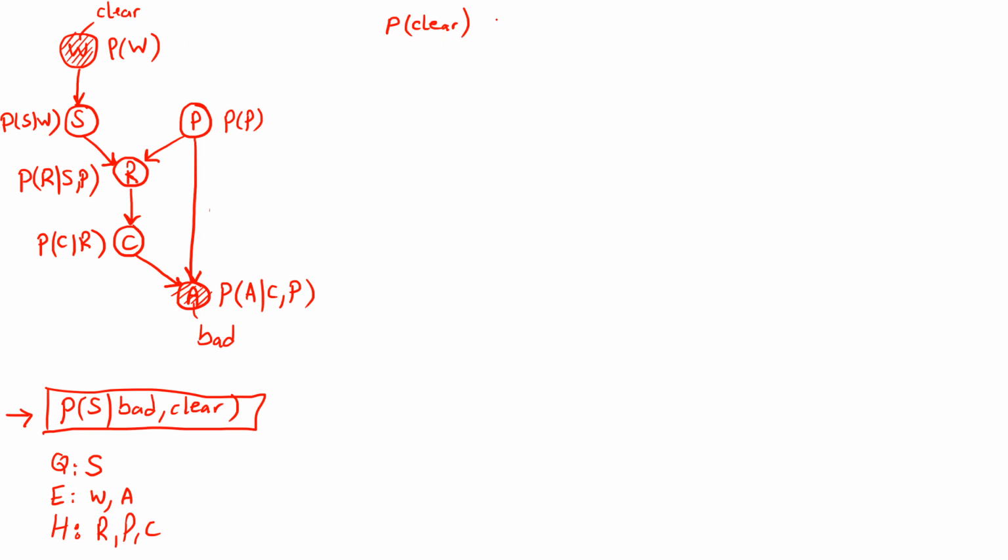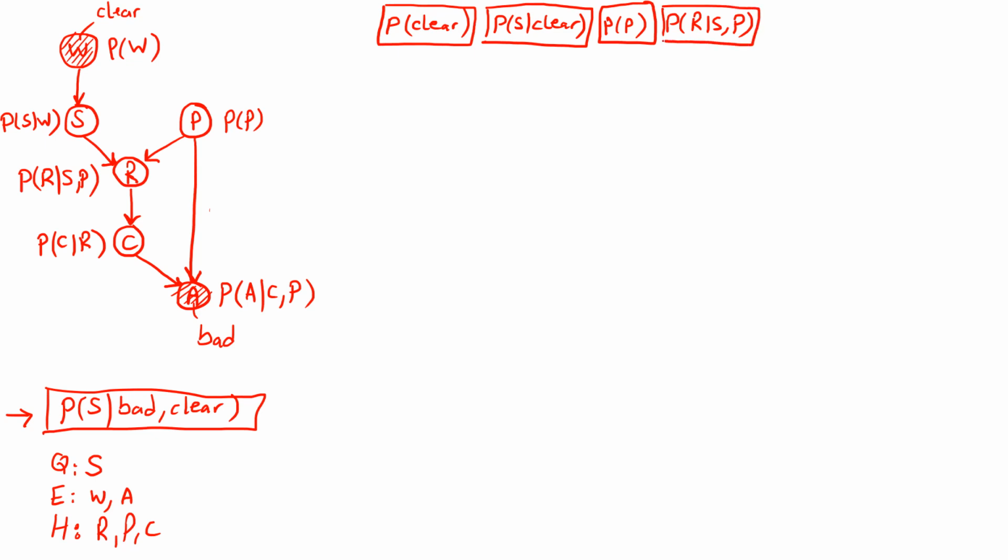Here we have, instead of P of S given W, S given clear. Here we have P of P. Here we have P of R given S and P. So now I'm listing all the factors that we have. The initial factors are the initial conditional probability tables, after we select the evidence. So we have these factors.